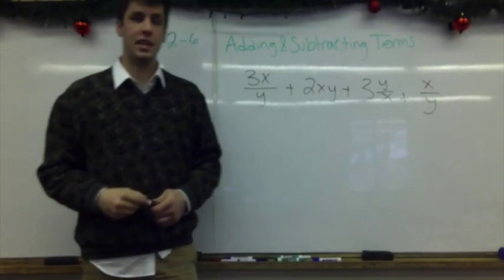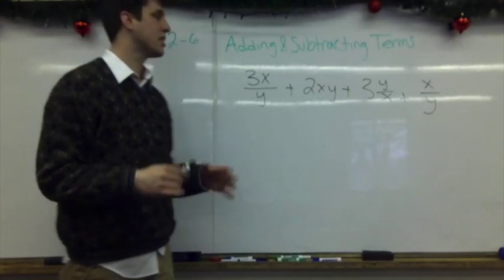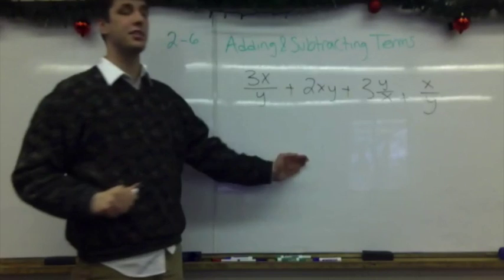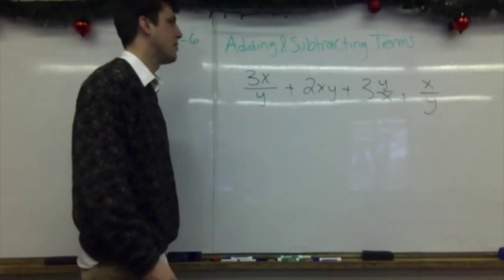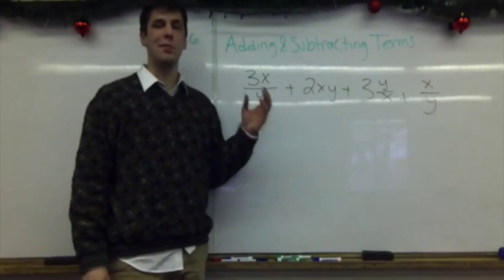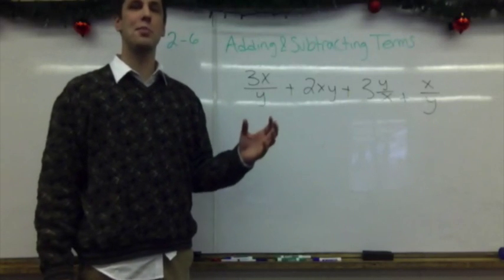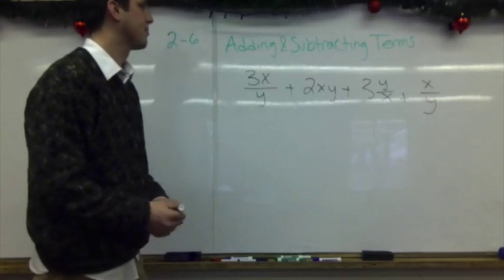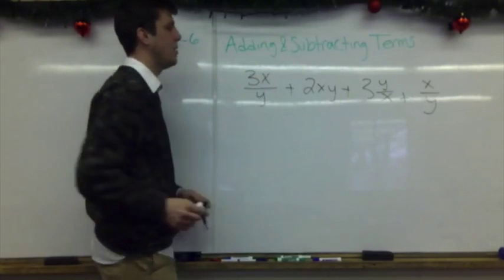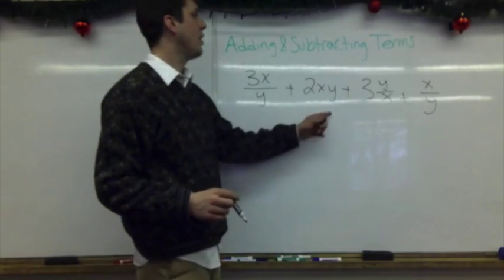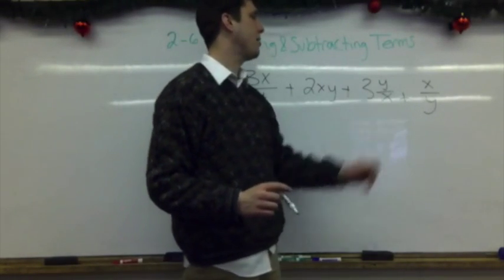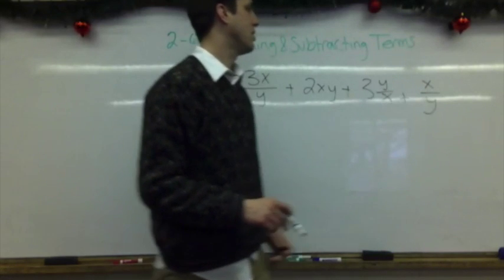This looks crazy. That's because it is. And I'm going to actually stop using the color explanation because it'll just make this more confusing than it used to be. All you need to know is that in order to combine terms, they have to have the same arrangement of variables. This is 3x divided by y. This one is 2xy. This one is 3y divided by x. And this one is x divided by y.